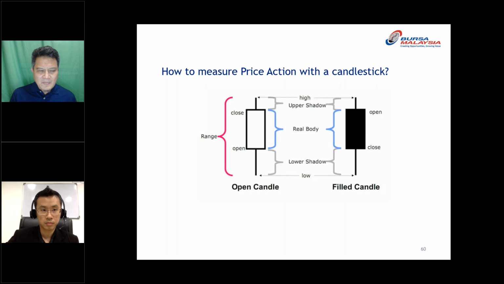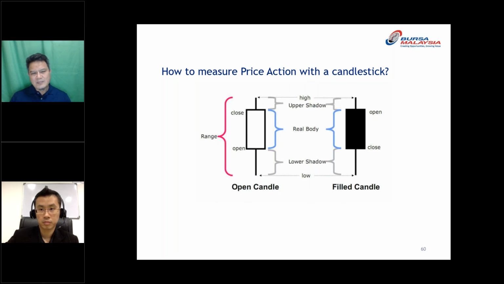Before we can learn how to measure, you have to understand what a candlestick is all about. You see, the first thing is the range, which means the range between the highest and the lowest. Highest and lowest is the range. Either it's black or it is white, it's the same. The very top is the highest, and the very bottom is the lowest.